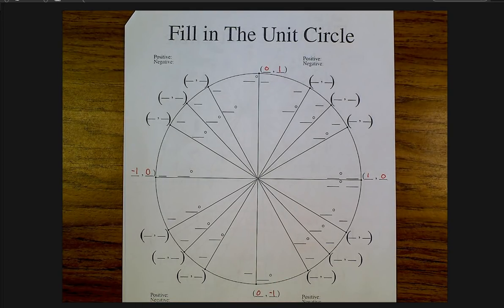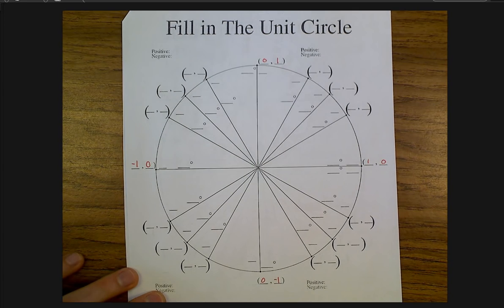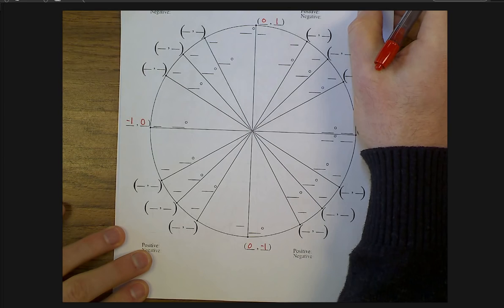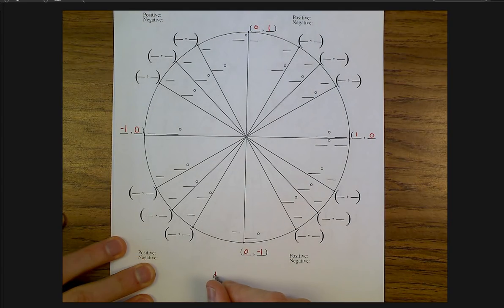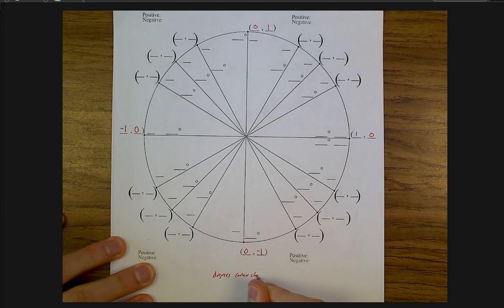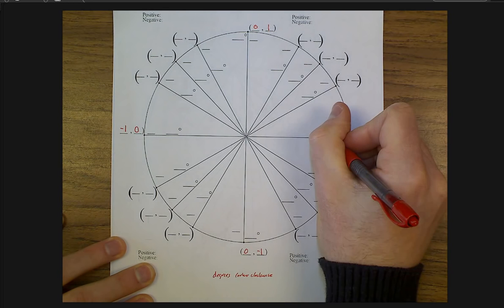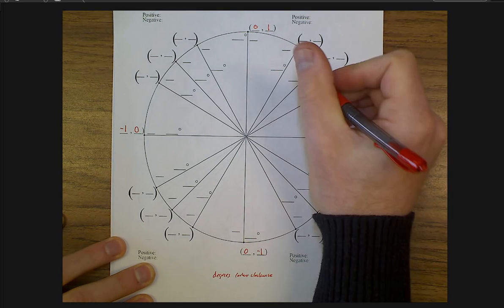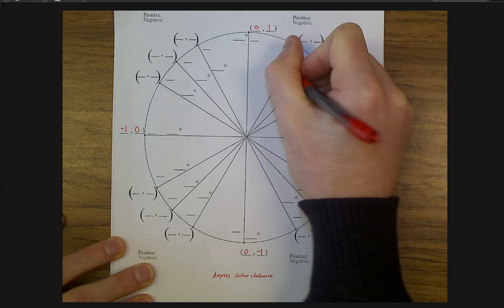Next, I would do degrees. Now, it's important to understand that with degrees, we go counterclockwise. Okay. So maybe on your notes, I have fill in the unit circle. So I would say when you go degrees, it's counterclockwise. Okay? So we basically start here at 0 degrees, and then this would be 30, this would be our 45, and then 60, and then this would be 90.